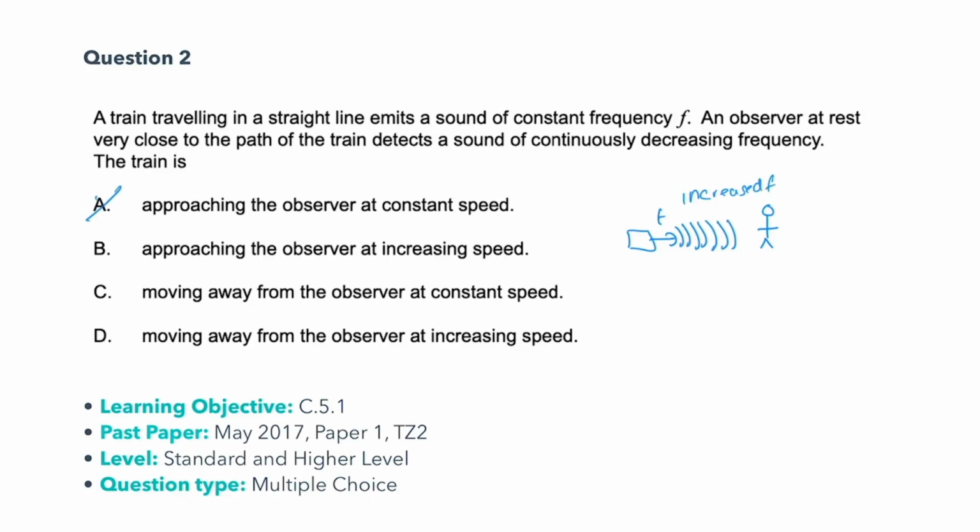So it's not A or B. We know that it's moving away, and the effect on the frequency is that the frequency decreases because it's moving away from its waves. The fact that it's continuously decreasing frequency suggests to me that the train is increasing in speed to cause that frequency to decrease even further. So the answer is D.